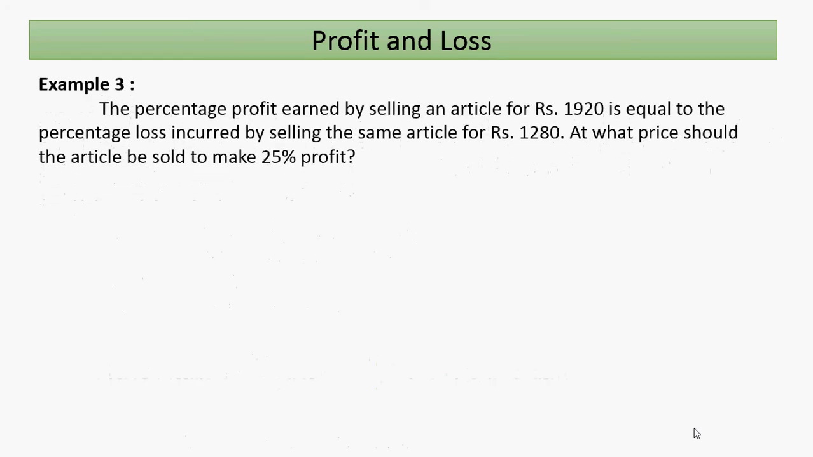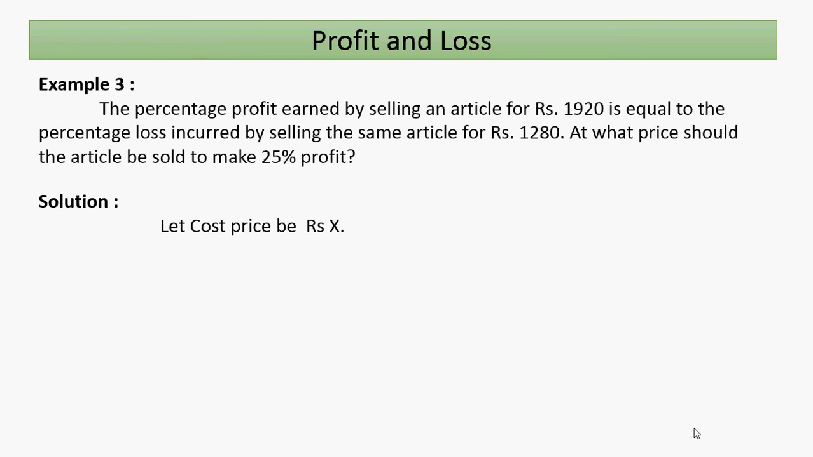Let's see another example. The percentage profit earned by selling an article for rupees 1920 is equal to the percentage loss incurred by selling the same article for rupees 1280. At what price should the article be sold to make 25% profit? At what price should we sell so that we can get 25% profit?